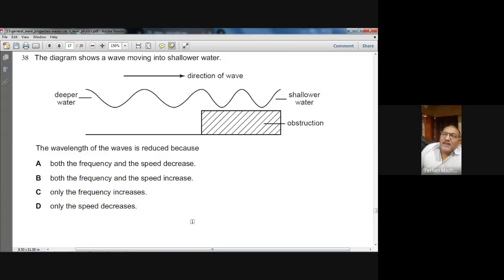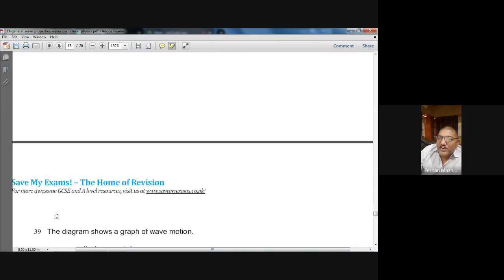The diagram shows a wave moving into shallower water. The wavelength of the waves is reduced because both the frequency and the speed decrease. No, frequency does not change. Both the frequency and the speed increase. No, frequency does not change. Only the frequency increases. No, that's wrong. Only the speed decreases. Yes, D is the right choice. The wavelength decreases, the speed decreases, and the frequency remains unchanged.